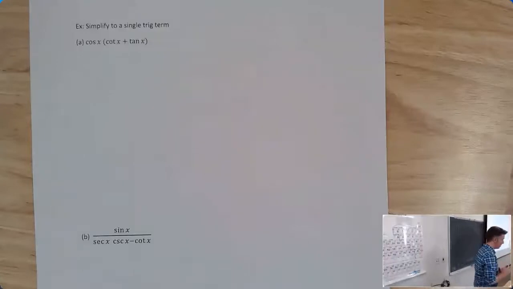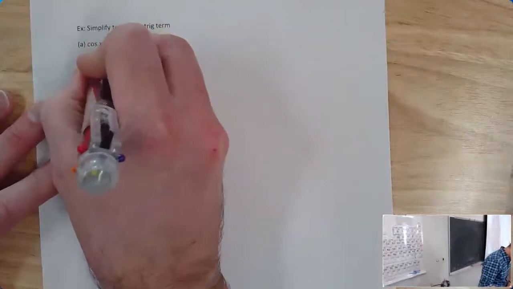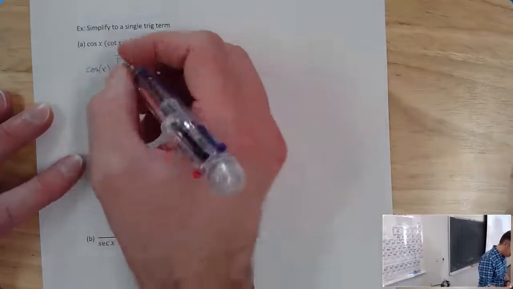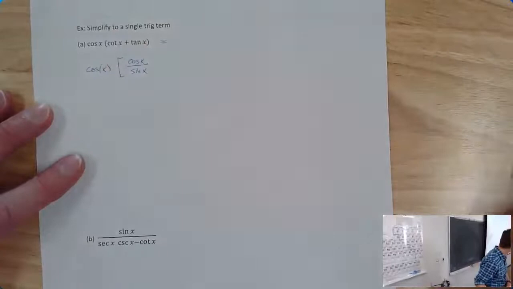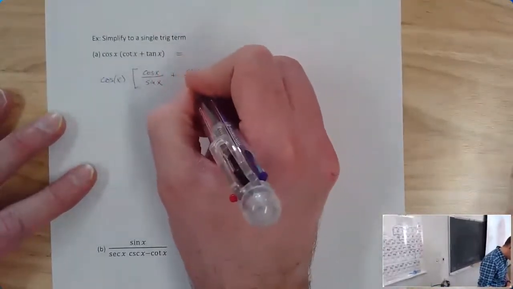So my usual starting place, if I'm trying to simplify a trigonometric expression into one term or simpler terms, is to start by changing things into sines and cosines. That's usually my go-to first step. It's not always my first step, but it's often. I'm going to think of this as cosine of x times, instead of cotangent plus tangent, I'm going to write cotangent of x as cosine of x divided by sine of x. And I'm going to write tangent of x as sine of x divided by cosine of x.